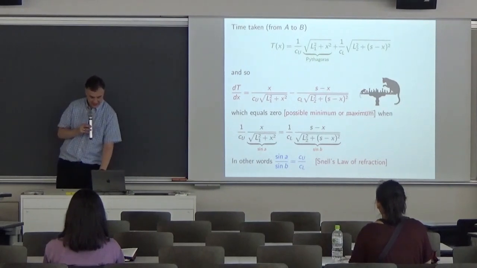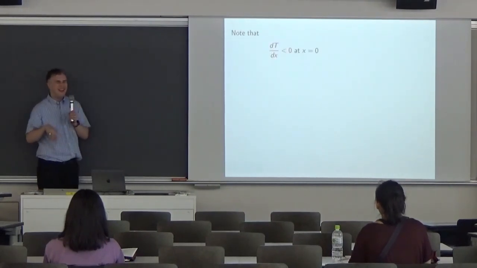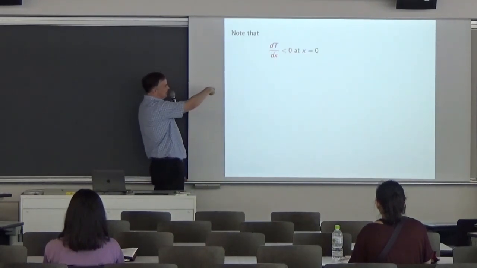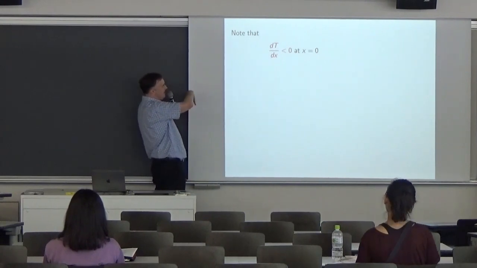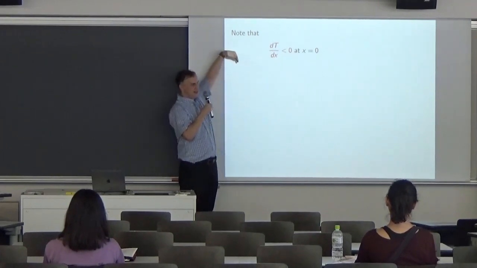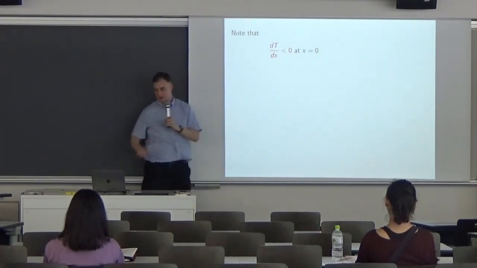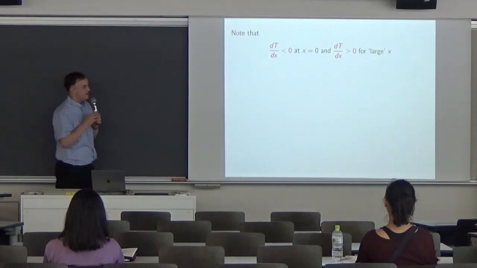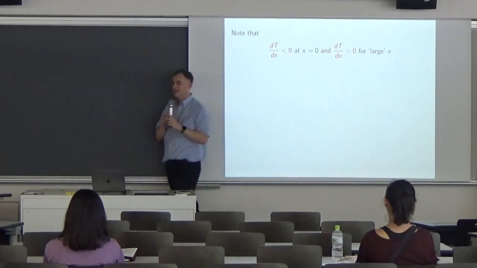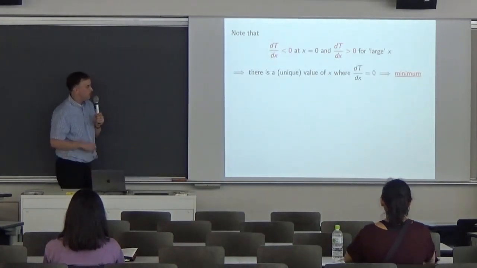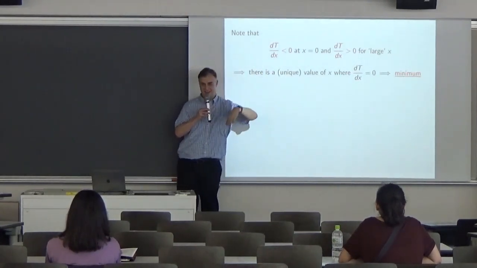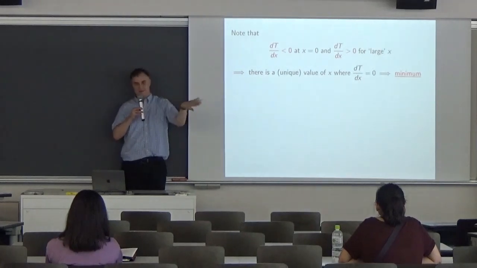Right. So now just to quickly talk about why it's the minimum. Well, if I look at x equals 0, so that left boundary, well then dt dx is negative. And we've talked about this before. Dt dx being negative means negative slope, so therefore the function's going down. And for large values of x, dt dx is positive, which suggests that the function's going up. So therefore, we get this unique value of x where the time is going to be minimum. We go down here, and then we go up here, and there's a minimum value here, right?